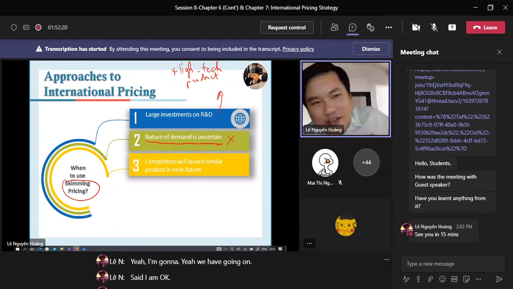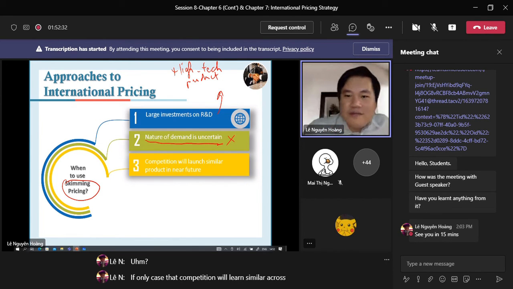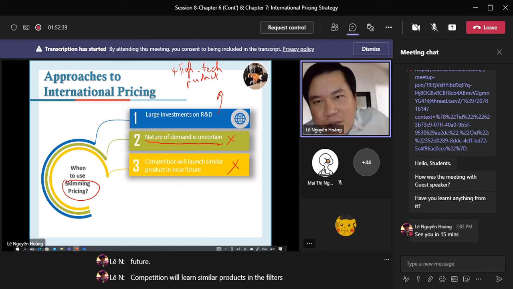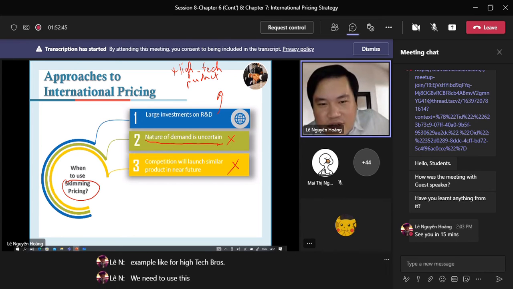Another situation to use the skimming pricing strategy involves the case that competition will launch similar products in the near future. For example, for high-tech products, we need to use the skimming pricing strategy in order to quickly recover the R&D costs. Why?